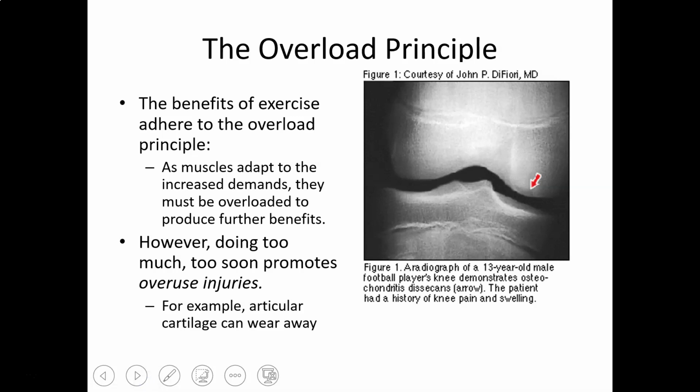Muscles respond to the load you place on them, just like bones. But muscle adheres to something called the overload principle. They're adapting to the demand. So you have to further overload them if you want more benefit. So if you want to run a marathon, which is like 26 freaking miles, then you have to train for this.